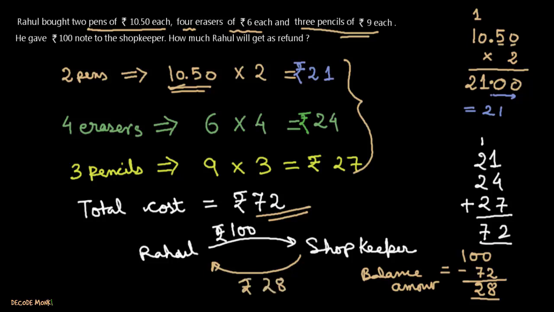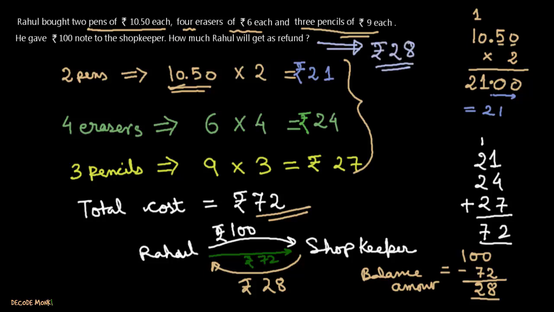So in effect you will see that Rahul has given the shopkeeper rupees 100, and the shopkeeper has refunded rupees 28, and hence we can say that Rahul has paid rupees 72 to the shopkeeper. So the answer to this question is rupees 28.